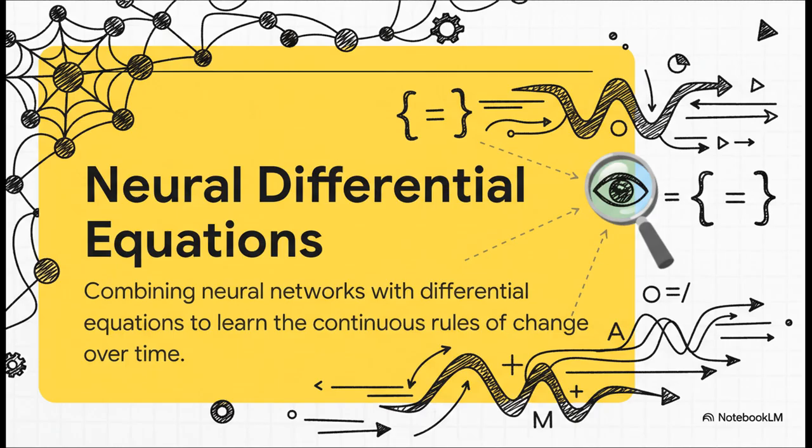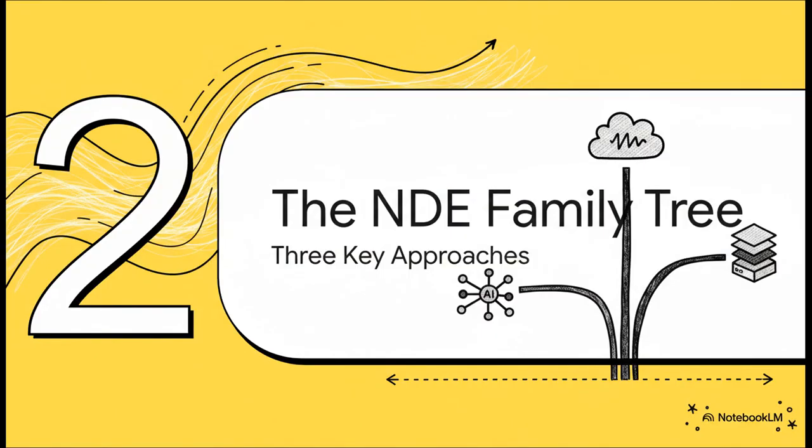Instead of just playing a game of connect the dots with the data, an NDE learns the underlying laws of physics that govern how the system evolves between the dots. It's actually learning the function of change itself. Pretty cool, right? But here's the thing. NDE isn't just one model. It's actually a whole family of different approaches. So to really get what's going on, we need to break down the three key branches of this family tree. Each one tackles the problem in a slightly different and more powerful way.